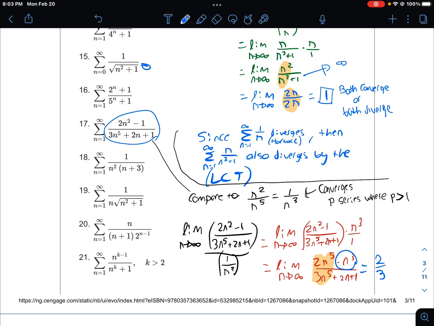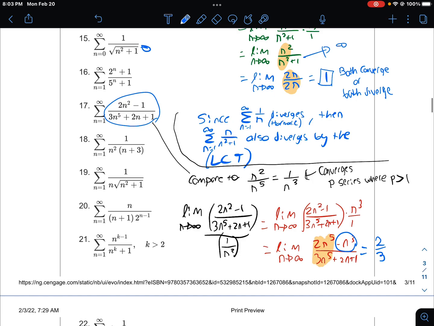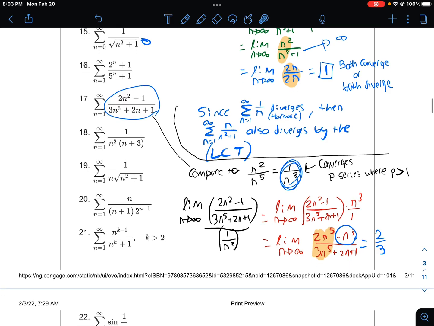I think the 4th time is going to be the charm, and you'll get 2/3 still. So what does this mean? It means that both converge by the limit comparison test. And you have to write a sentence stating that since this sum from n equals 1 to infinity converges because it's a p-series, then this series from n equals 1 to infinity must also converge by the limit comparison test.